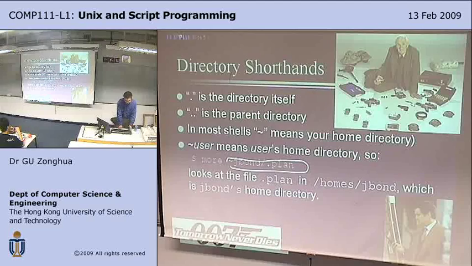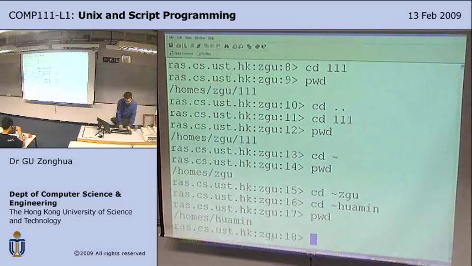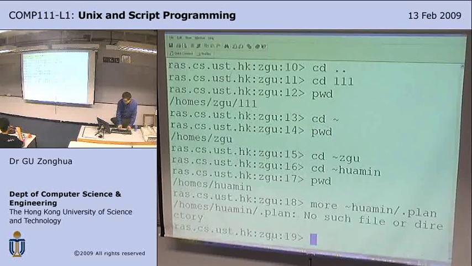So I can look at the other users. Let's see Huamin's .plan file. It doesn't have a plan file.